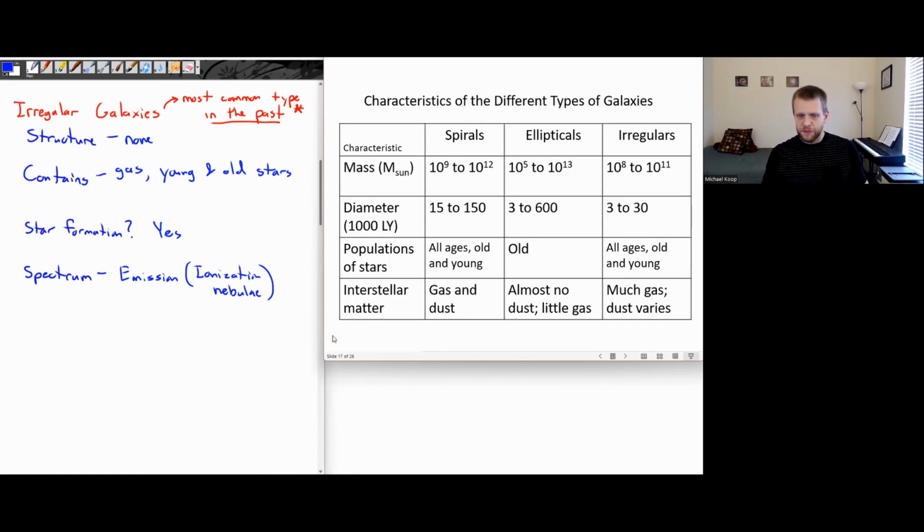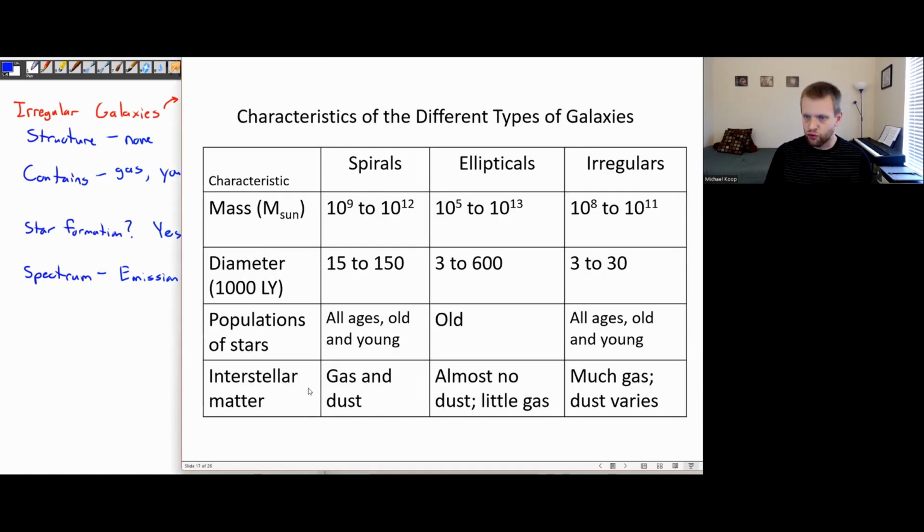So I want to spend the last part of this, I'm going to zoom in on this one more time, and I want to just run through a compare and contrast between these different kinds of galaxies. The numbers that are in here, I do not expect anyone to memorize. What I want students to be able to do is to compare and contrast between these spiral galaxies, the elliptical galaxies, and the irregular galaxies. So let's talk about some of these general properties.